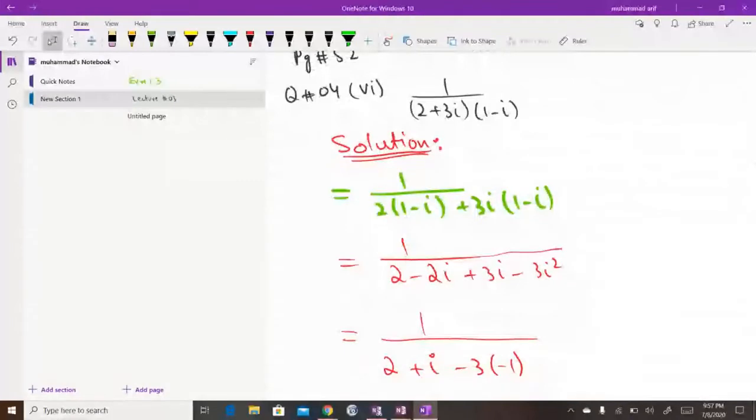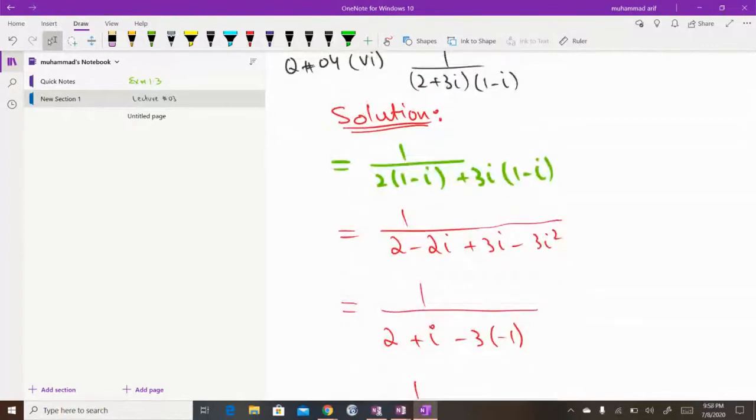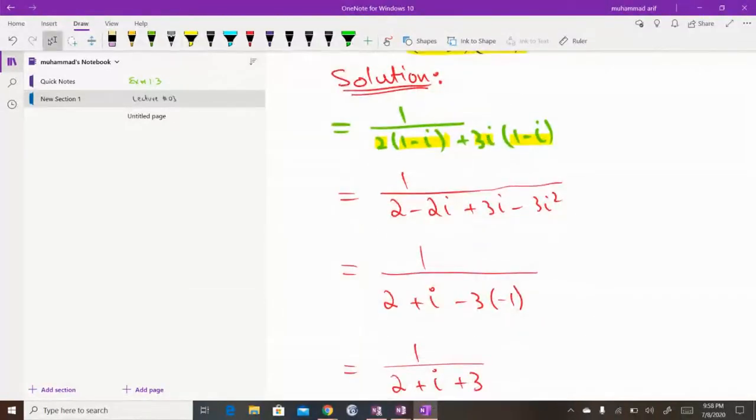The question is 1 by 2 plus 3 iota, multiplied by 1 minus iota. First of all, we simplify this number. We multiply these two complex numbers. First of all, we multiply 2 with 1 minus iota and 3 iota with 1 minus iota. After multiplication, 2 with 1, we get 2. Then 2 with minus iota becomes minus 2 iota. 3 iota with 1 becomes 3 iota, and 3 iota with minus iota becomes minus 3 iota square.